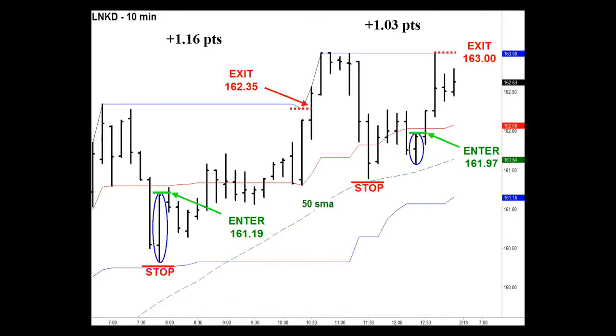Or if you like to trade smaller time frames, here's a 10-minute chart of LinkedIn. As you see here, price is above the buy-sell line, so we're only going to be going long. We had some nice setups here where we entered and exited for over a point on a 10-minute chart. An hour later, we had another setup, entered, exited for another point. So in about a couple of hours, you would have made a couple of points just simply going with the flow on LinkedIn on a 10-minute chart.